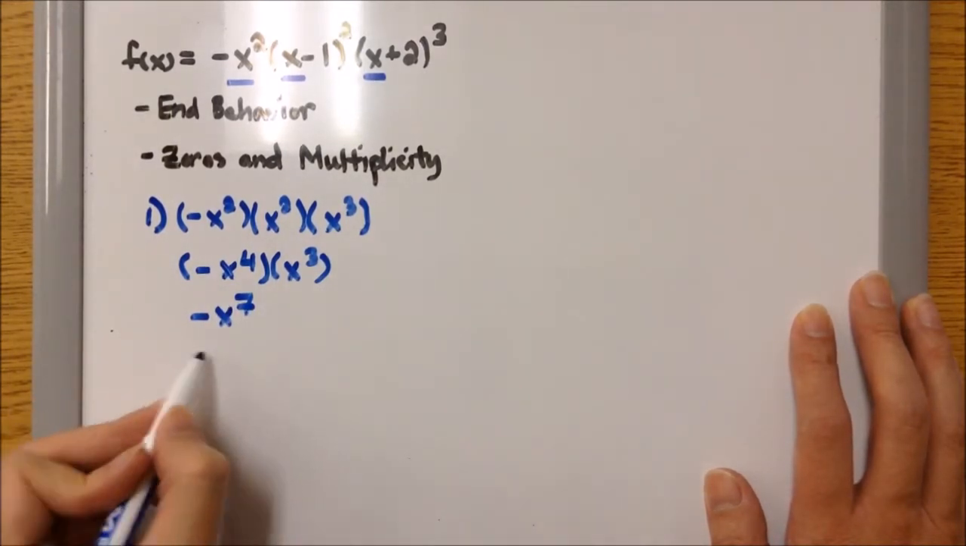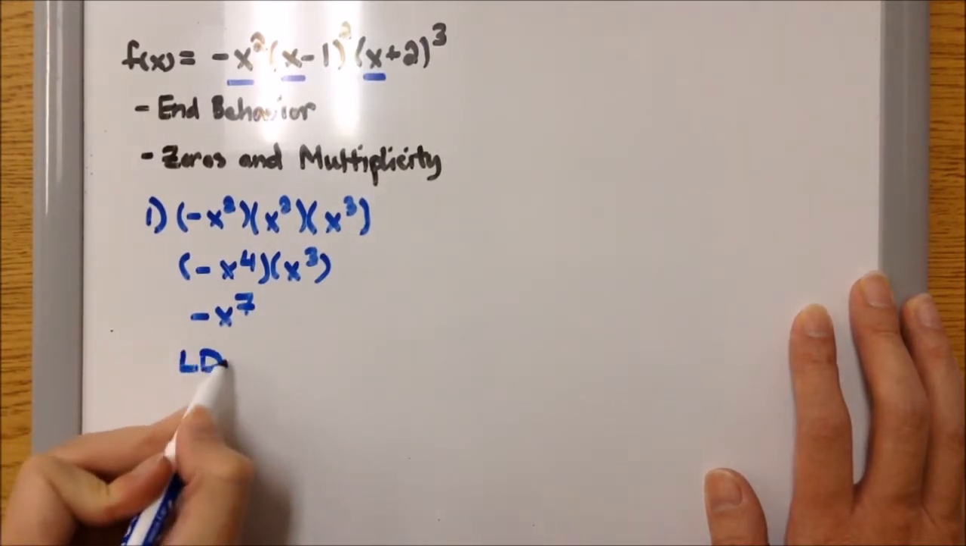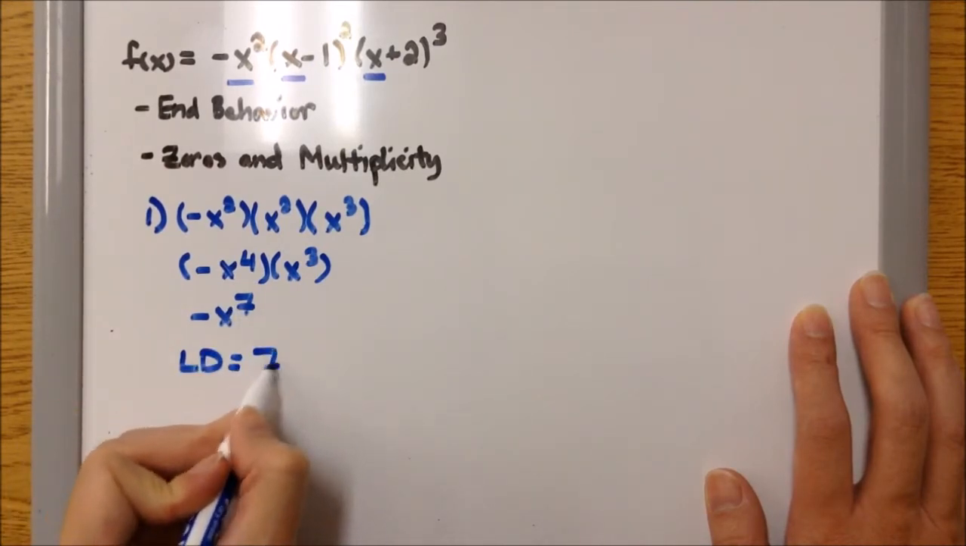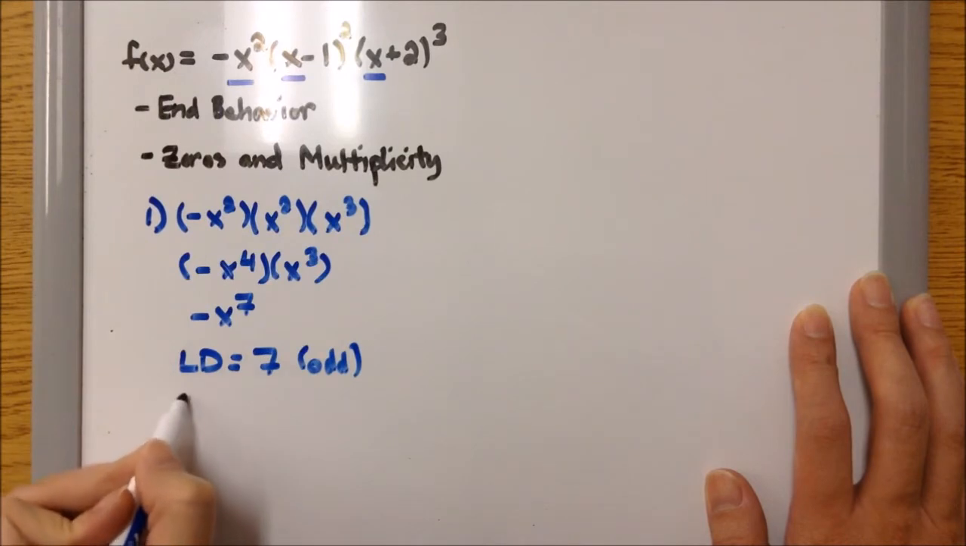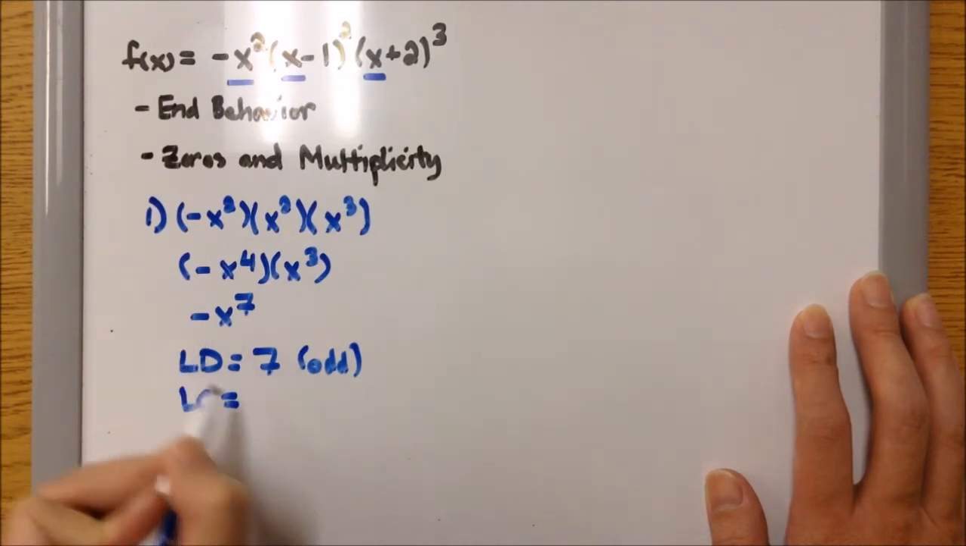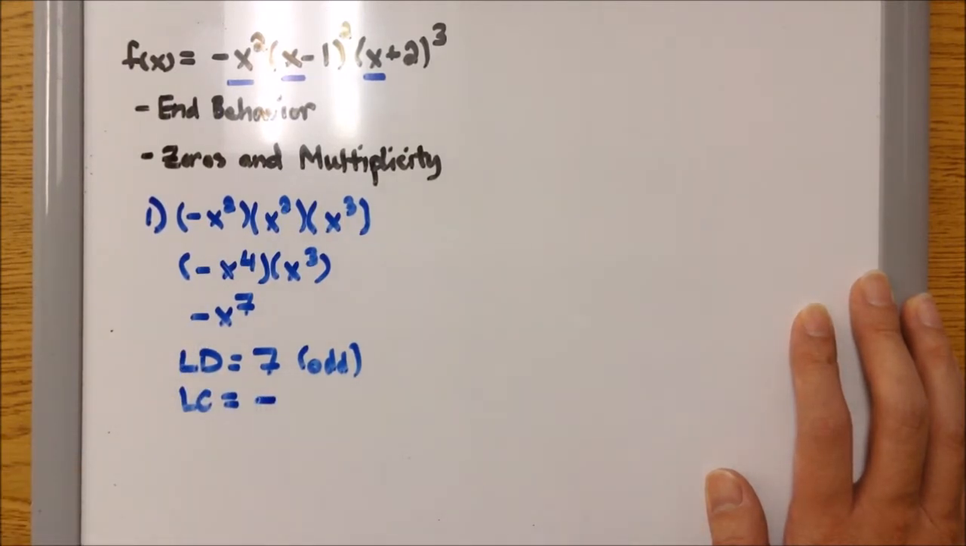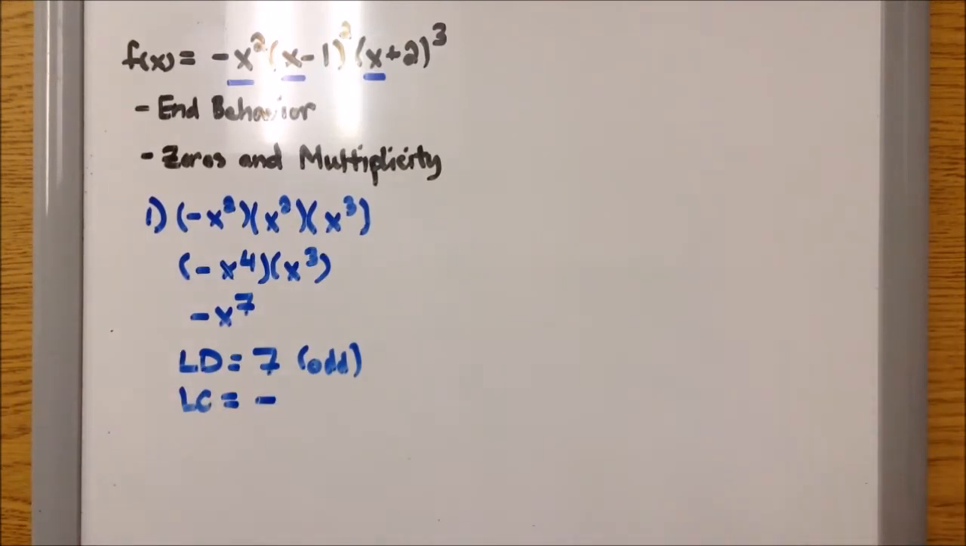Alright, now let's identify the leading degree, which is 7, so it's odd. And then the leading coefficient, we have a negative, so it's going to be negative. So odd degree and leading coefficient is negative.